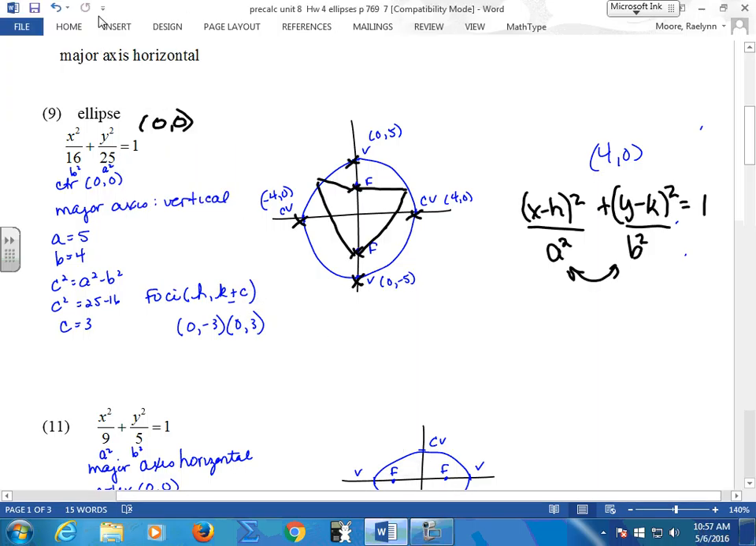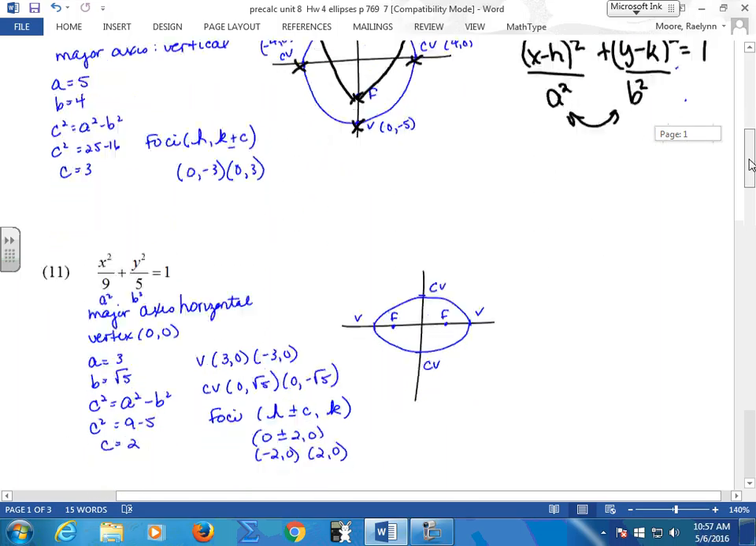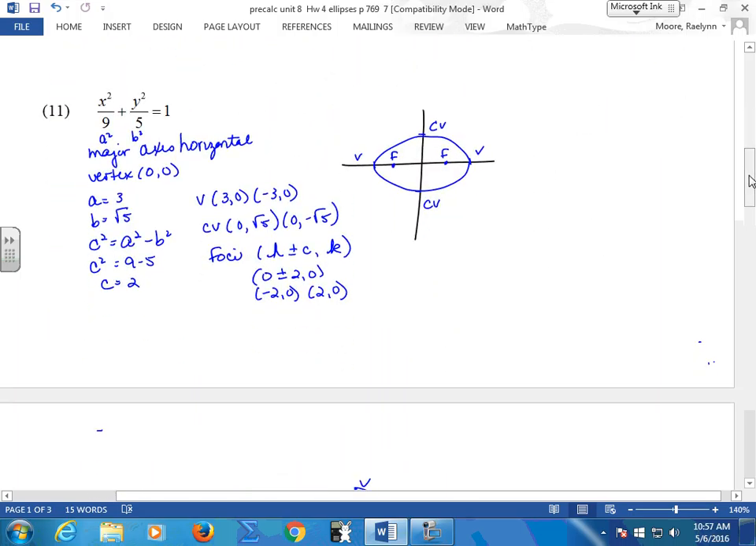Okay. So the next one, again, your center is at 0, 0. But we kind of drew a little curve in here. 9 is larger than 5, so the square root of 9 is 3. Square root of 5 is radical 5. Radical 5 is just a little bit larger than radical 4, which is 2, right? So you're going over 2, a little bit more than 2, and 3.